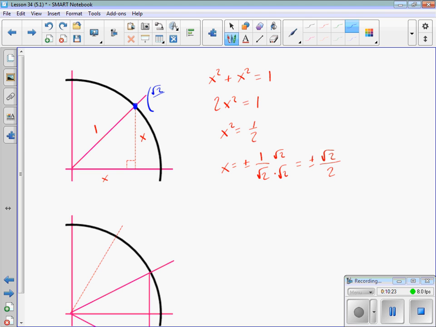Square root of 2 over 2, comma, square root of 2 over 2. That one's pretty easy to memorize. You're just going to memorize that, so are you going to have to do this work every time? No. Because you see how the x and the y are the exact same? Okay.